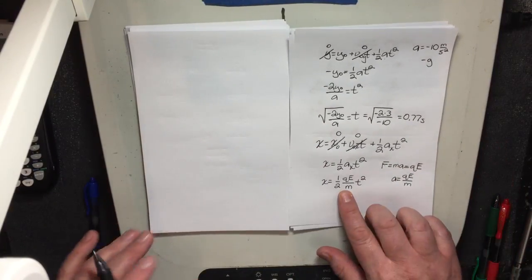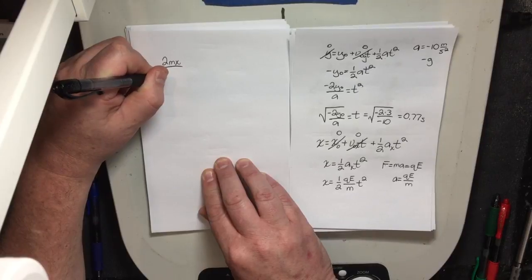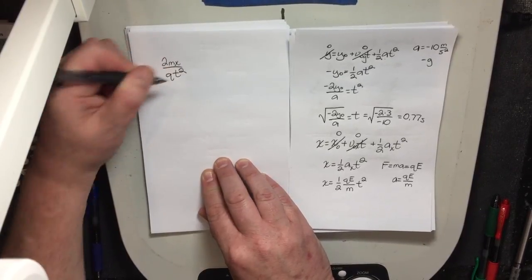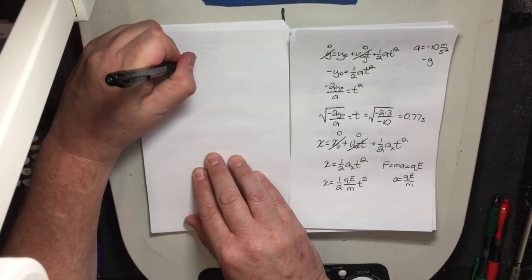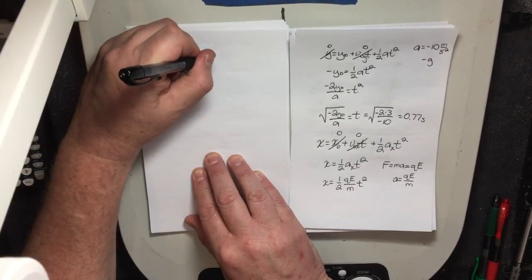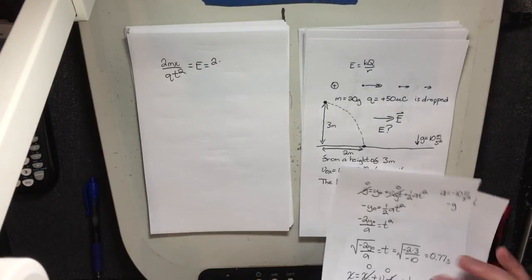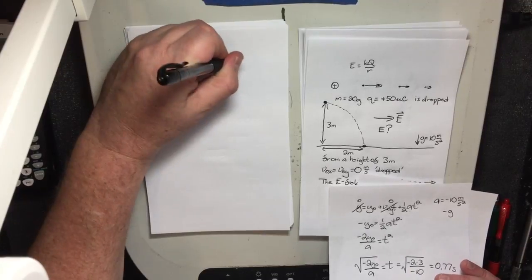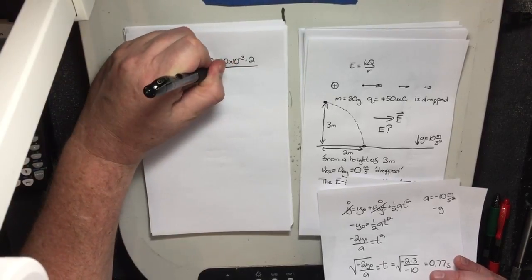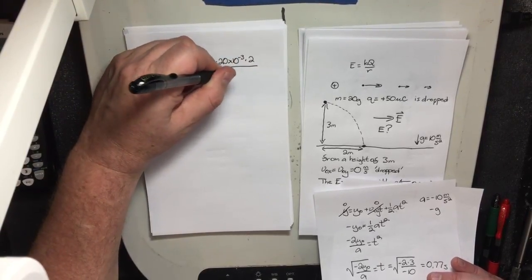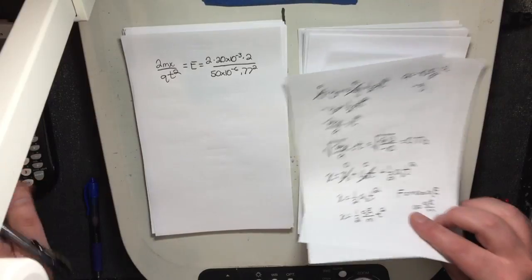Now that we have this, solve for E. 2mx over qt squared. The 2m come up, the qt squared go down, and that is equal to E. Now I've just thrown the numbers together, so hopefully we'll get something that's not totally annoying. 20 grams becomes 20 times 10 to the negative 3. X becomes 2. Q becomes 50 times 10 to the negative 6. T becomes 0.77 squared.